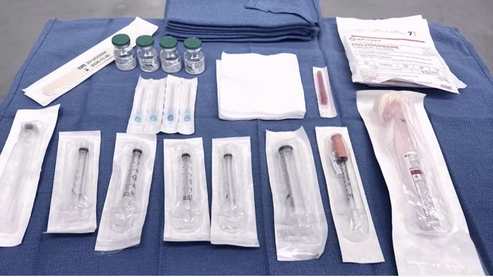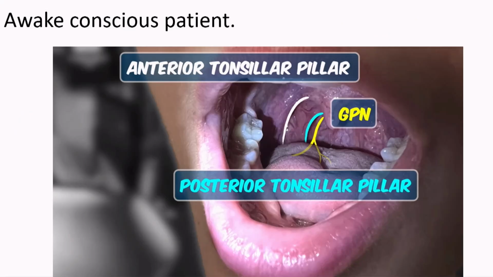So for this, you need a long spinal needle, various syringes, your local anesthesia solution, and the most important thing we require is a tongue depressor, or we can use a laryngoscope. If you use a laryngoscope as a tongue depressor, it is also going to provide a light source for you to aim at the target.